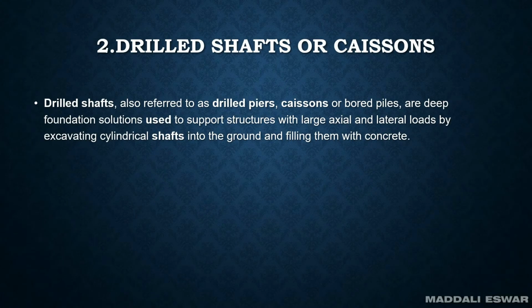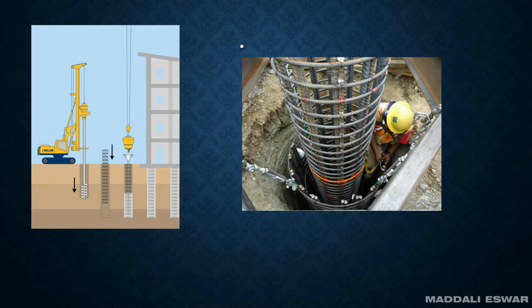Drilled shafts or caissons. Here we have a definition for that. Drilled shafts, also referred to as drilled piers, caissons or bored piers, are a deep foundation solution used to support structures with large axial and lateral loads by excavating cylindrical shafts into the ground and filling them with concrete. Here we have pictures of the deep foundations. In the first picture we can see a crane drilling the soil from top to bottom. After that we place the reinforcement in that hole and we place the concrete.